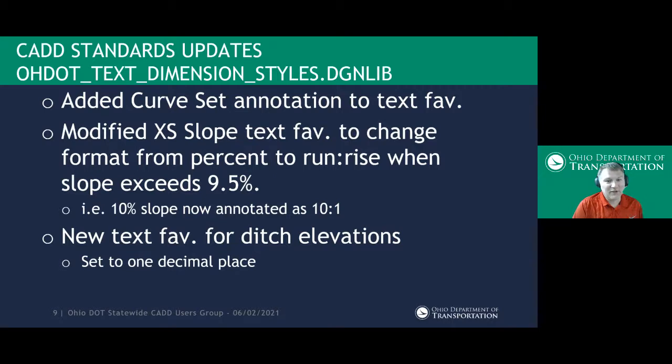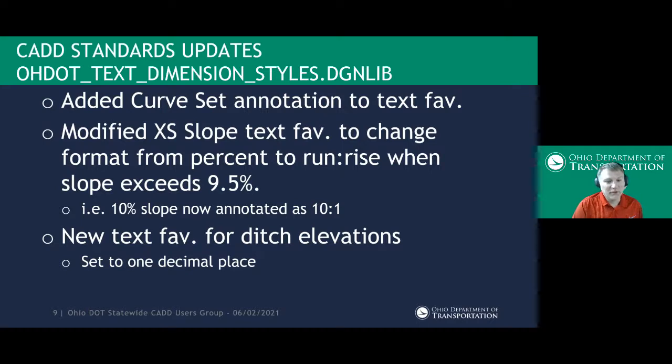Okay, so the last DGN library that I'm going to highlight here is the text and dimension styles. And again, we added the curve set annotation text favorites. Modified, this was a recent addition, we modified the cross-section slope text favorite or annotation group from percent to rise to run when the slope exceeds 9.5%. So if it's a 10% slope, it will now be annotated as 10:1 instead of 10%.